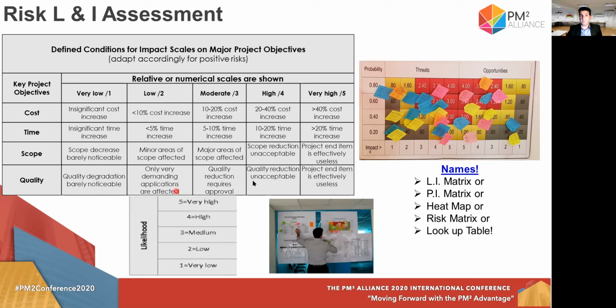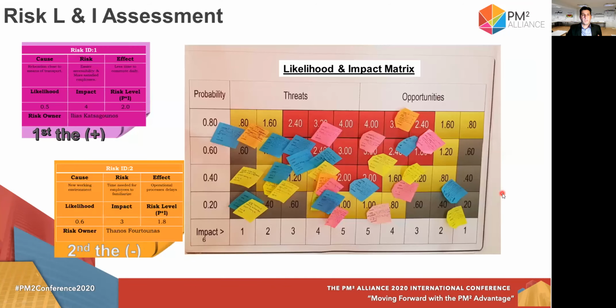Also, do not forget that you have to use in that phase also your likelihood and impact matrix. So you can see here that there are a lot of names that you might find in bibliography for this template. Likelihood and impact matrix, you can see it as probability and impact matrix, heat map, risk matrix, lookup table, etc. So how do you use this template?